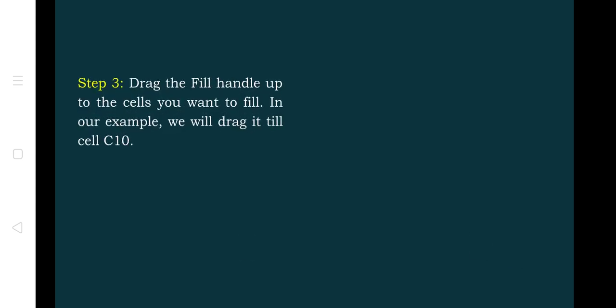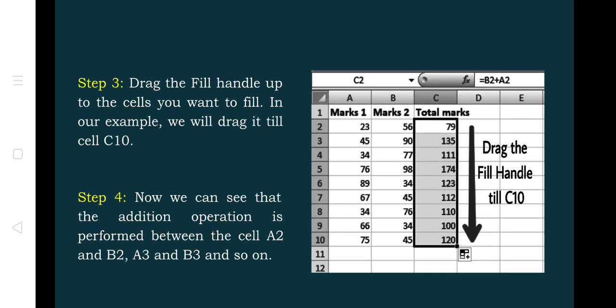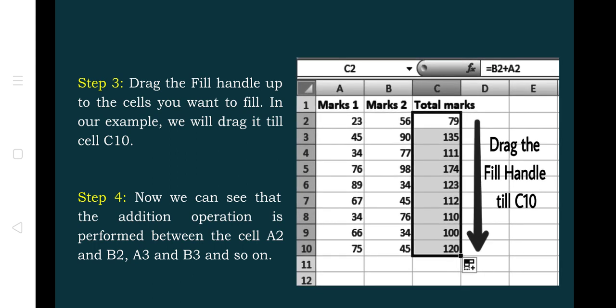Now step 3 is to drag the fill handle up to the cells you want to fill. In our example, we will drag it to cell C10. Now we can see that the addition operation is performed between the cells A2, B2, A3 and B3 and so on. Let us see the result here. Now the fill handle is clicked and dragged till C10, because till the 10th row only we have the values for A and B.